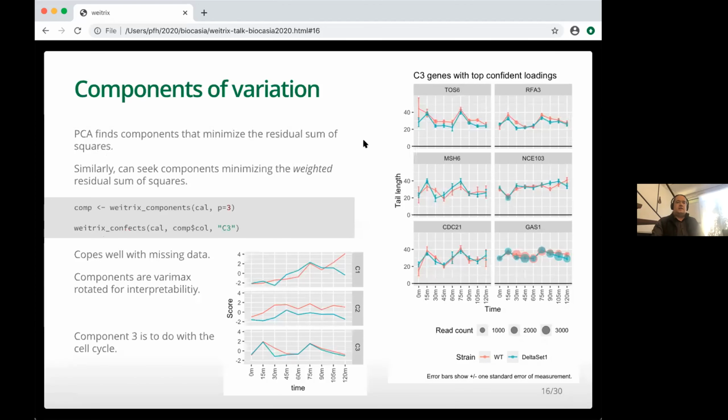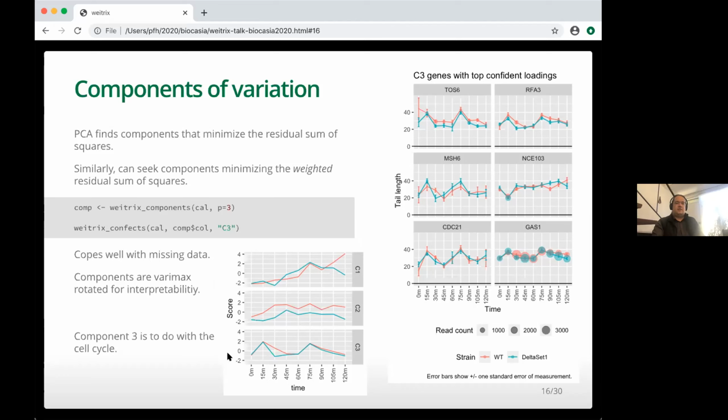A thing we can do is look for components of variation in this. So essentially the weighted version of PCA. Again, I've got a function for that in this package. I've asked it for 3 components. It automatically varimax rotates these, so they should be interpretable, fingers crossed. In fact, they do look fairly interpretable.